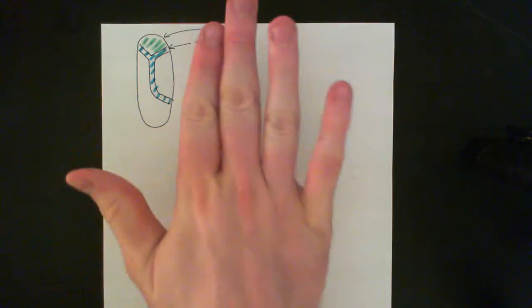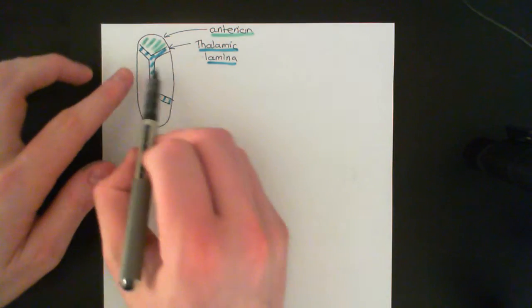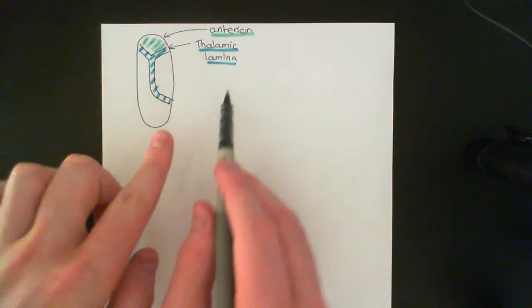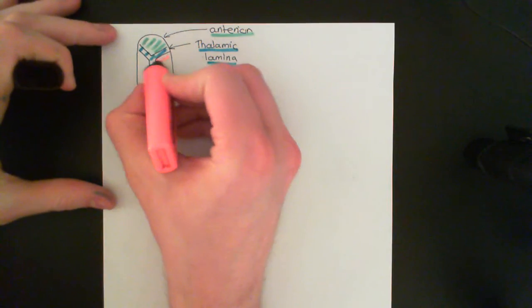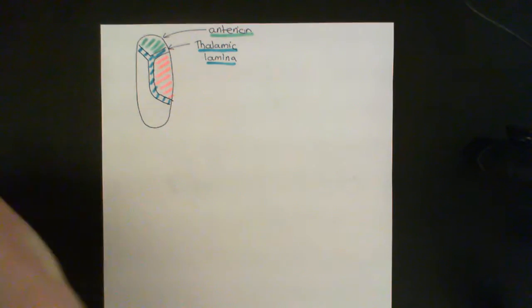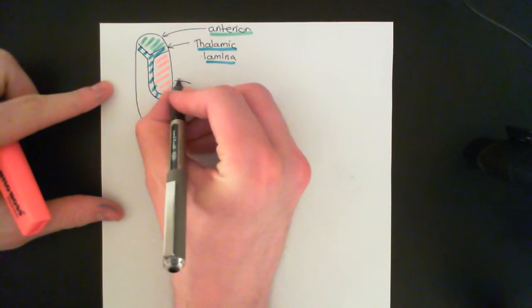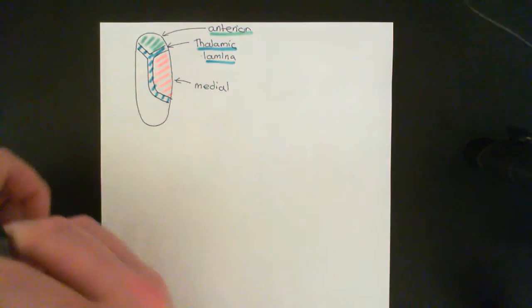And I should say that if we were drawing the right thalamus, we'd want the mirror image of this. So the thalamic lamina of the right thalamus would be the mirror image of this. Okay, so then this big area of thalamic tissue, which I'm colouring in red there, that's what's called the medial thalamic nucleus, which again makes complete sense.